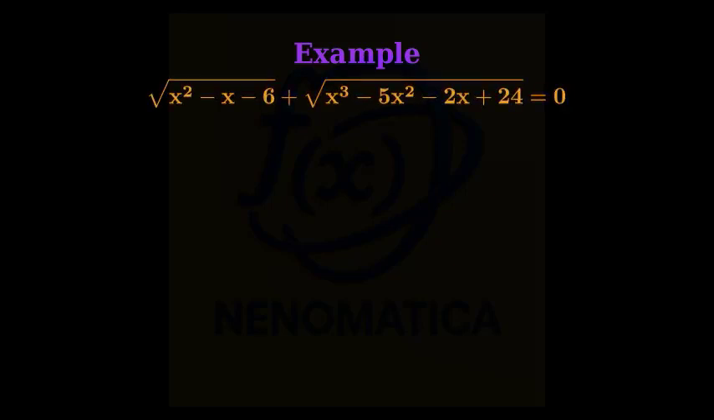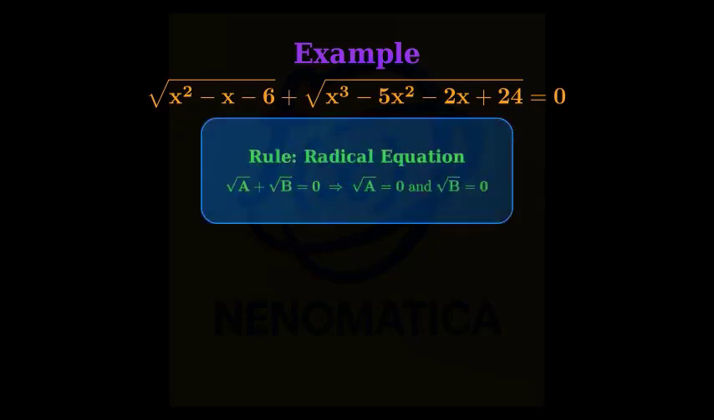Example. We will solve the radical equation step by step, exactly following the given structure. Radical equation. If the sum of two square roots equals 0, then each square root must be 0, because square roots are non-negative. Step 1. Set the equation and analyze the radicals. We conclude the only way their sum is 0 is when both square roots are each 0.